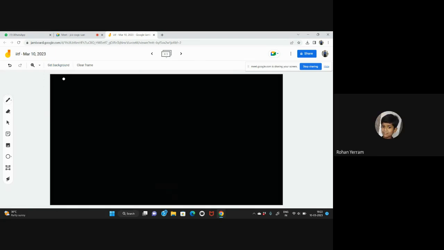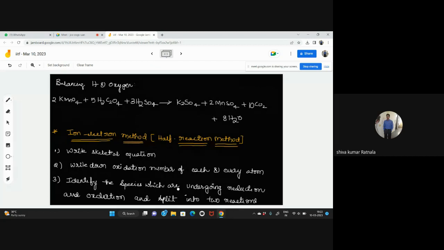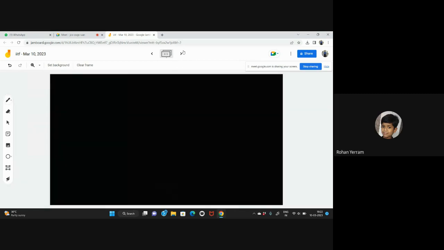Sir, what is split into two reactions, sir? Just drawing those arrows. Yes, no, not like that. So the oxidation half and reduction half. Earlier we have balanced completely, no? Now we are going to balance individually. Oxidation half and reduction half we are going to balance separately.